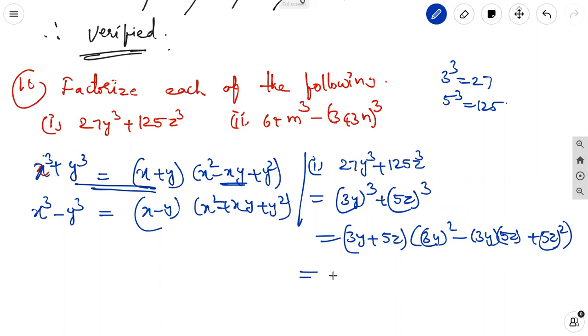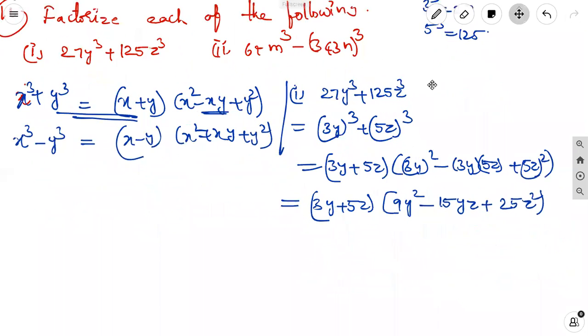It is equal to 3y plus 5z into 3y whole square, that is 3 3s are 9y square, minus 3 5s are 15yz, plus 5 5s are 25z square. These two are the factors of the term 27y cube plus 125z cube. It's very, very important. Next, the second one.